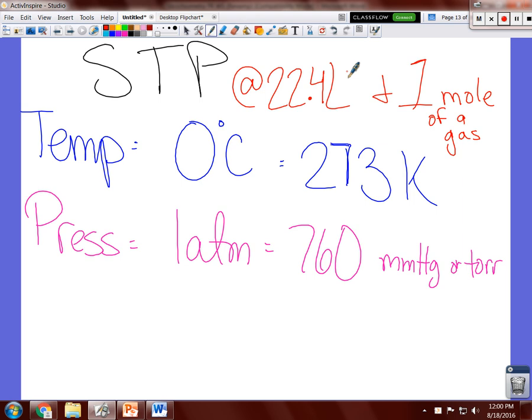22.4 liters. It is very different than 1. So let me say this so it'll make more sense. If I gave you a gas, any gas, and I gave you 1 mole of it, how much would 1 mole of hydrogen weigh? That's a trick question. Why? Because what's hydrogen? It's a trick question.